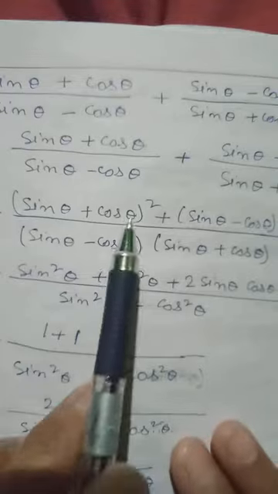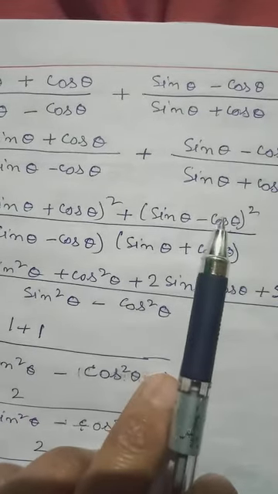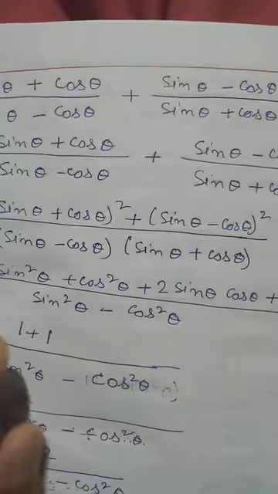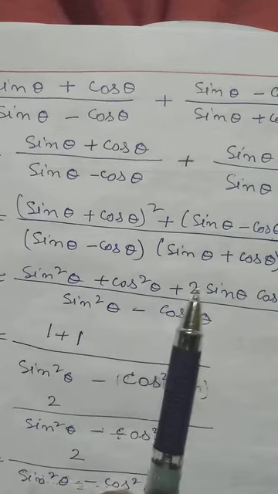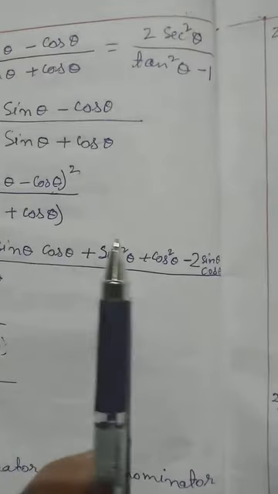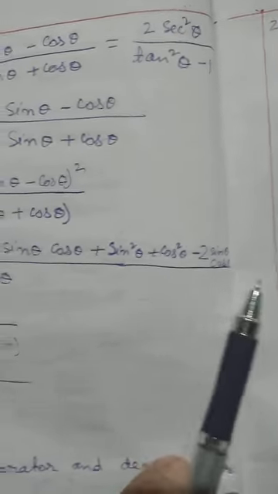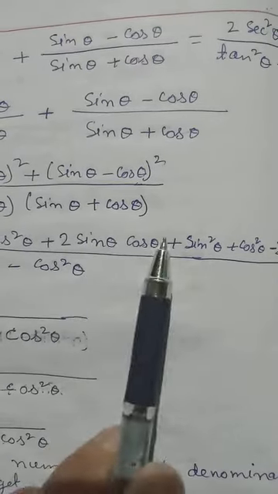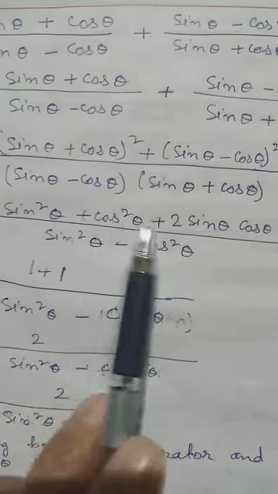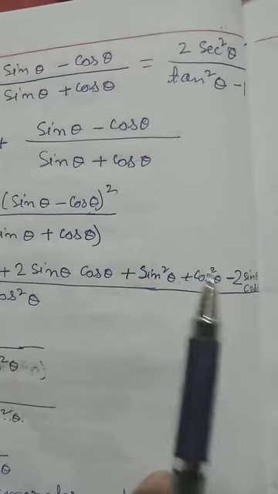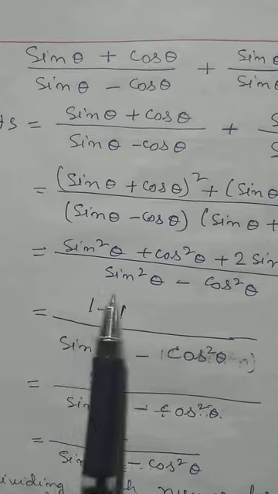Same way, the first part we can apply (a plus b) whole square. The second part we can apply (a minus b) whole square. A is sine, b is cos. So it becomes a square plus b square plus 2ab. Here also a square plus b square minus 2ab. Then minus 2 sin theta cos theta. Here plus 2 sin theta cos theta. We can cancel. Using the identity, sine square plus cos square equal 1. Here also sine square plus cos square equal 1. Numerator is left with 1 plus 1.